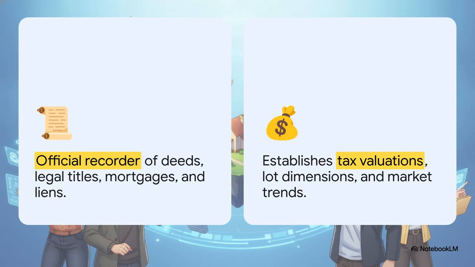Now, on the flip side of that coin, you have the Brazoria Central Appraisal District, or CAD for short. They don't handle legal title at all. Their main job is to establish fair market tax valuations, measure lot dimensions, and track market trends to facilitate local property taxes. Knowing which agency holds which piece of the puzzle is literally the secret to a successful search.